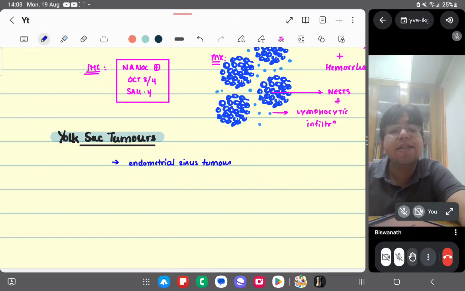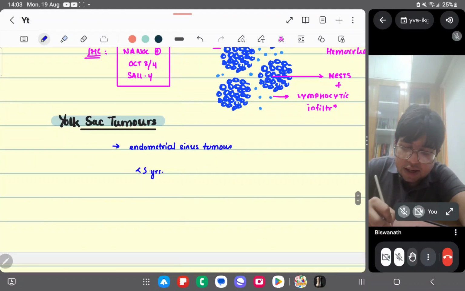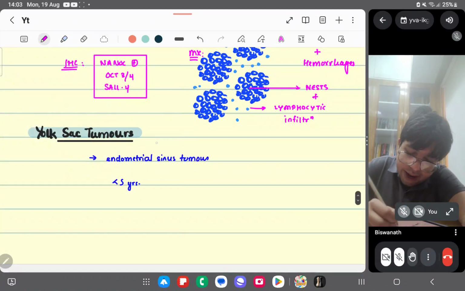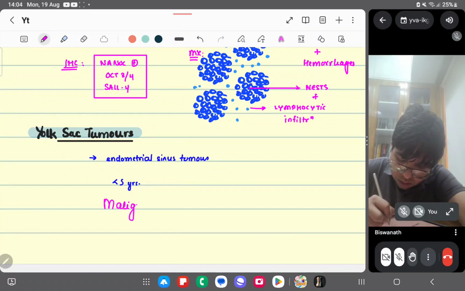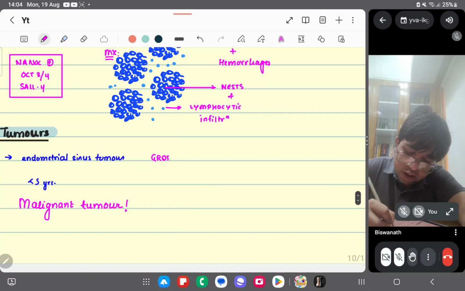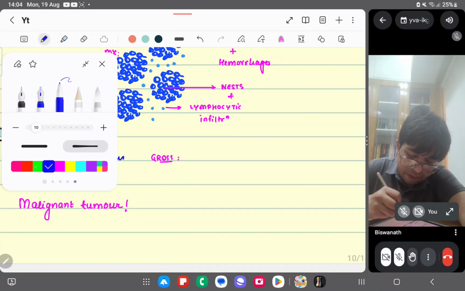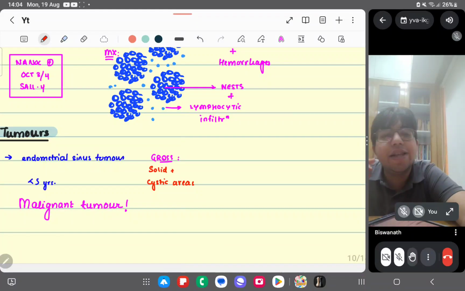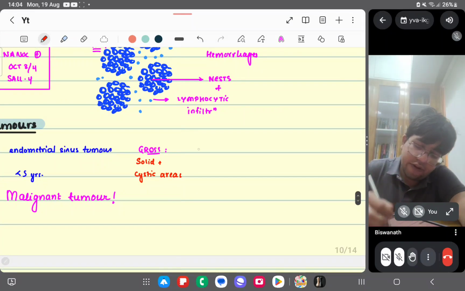Generally, it presents when the child is less than 5 years of age. So less than 5 years is the age of presentation in children, and the most important thing is that it is a malignant tumor. In the gross, you will see again a biphasic type of appearance, solid plus cystic areas. And here in the microscopy, a very special appearance is seen.